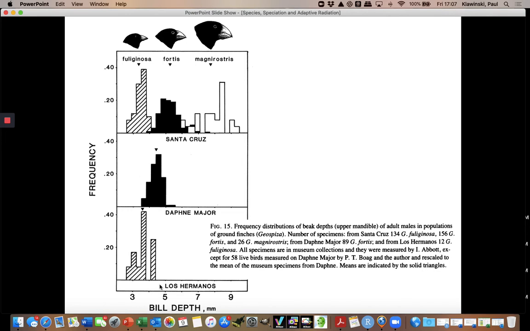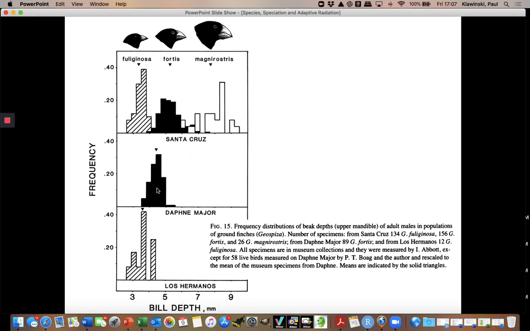We have bill depth once again here, where fuliginosa is a small beaked finch, fortis is a medium beaked finch, and magnirostris is a large beaked finch. This is where they all occur together on the same island, but there are some islands where only fortis occurs, and other islands where only fuliginosa occurs. Sorry, I have this wrong. On Santa Cruz, they're all three there. On Daphne Major, it's only fortis that is there, and on Los Hermanos, there's only fuliginosa.